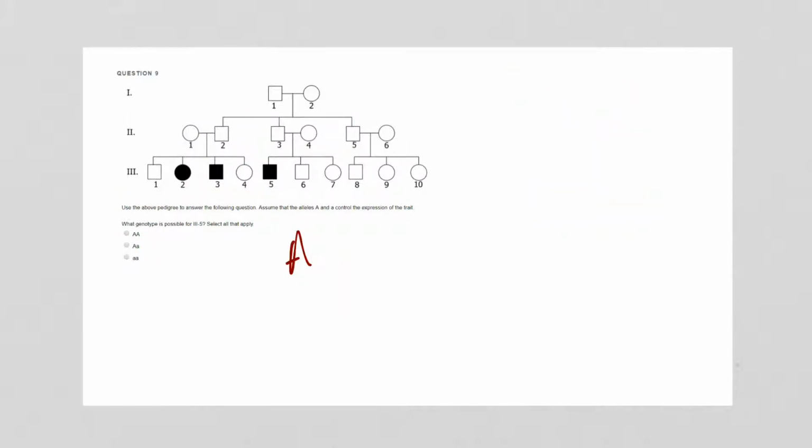Looking at this one, we want to know the genotype for 3-5. This one is affected. It's definitely going to be a little a, because it's a recessive pedigree.